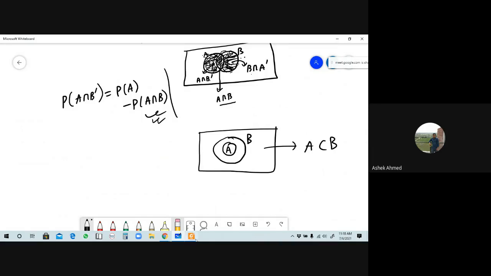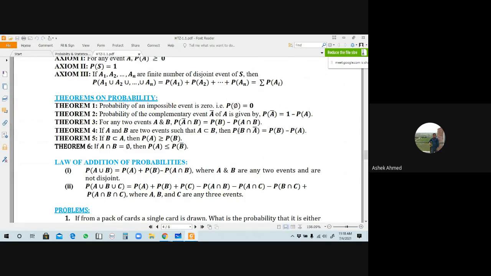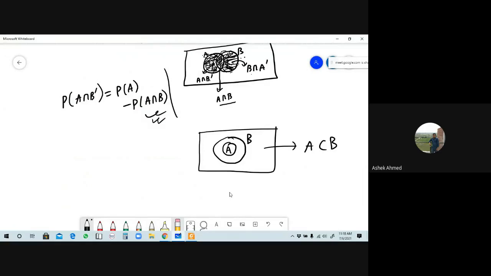From this figure, can you say probability of B intersection A complement? Tell me here, which region represents B intersection A complement? Sir, everything inside B except A. Okay, that means the outside of A here. This represents A complement intersection B here. Understand? Yes, sir. Okay, now you have to find out this set's probability.